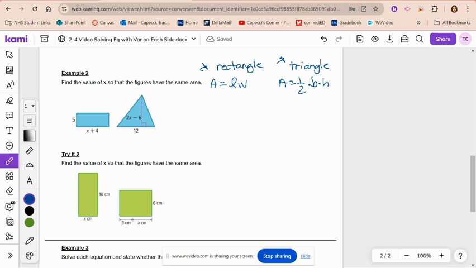So in example 2, we're looking at a rectangle. Here's the area for that. And then we have a triangle. Here's the area for that. It says find the value of x so that the figures have the same area. So the first one is a rectangle, so for that area we're going to multiply, right? I'm going to bring that up here. We want to know when they have the same area, and the equal sign. Okay. So in the triangle, we want to have 1/2 times my base, which is 12, times my height, which is 2x minus 6. So I'm just going to bring that up.